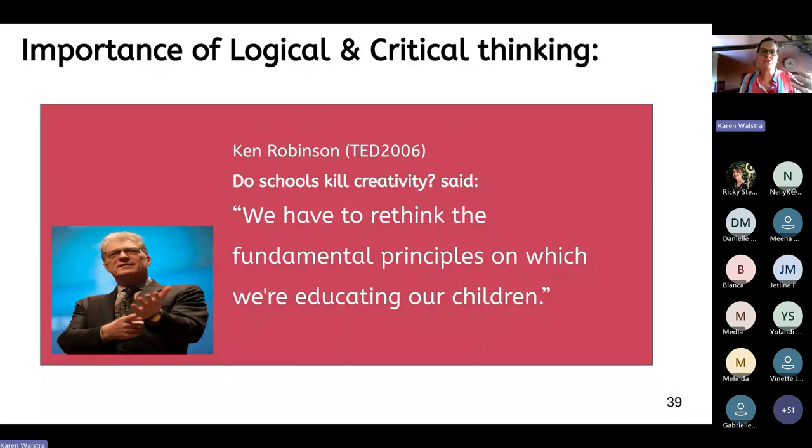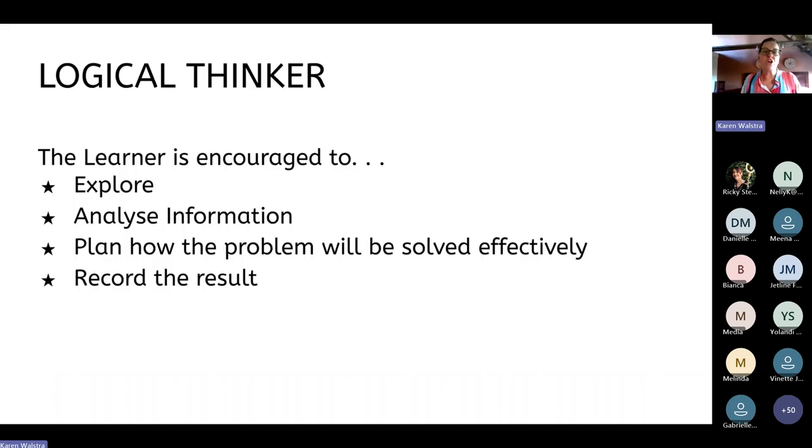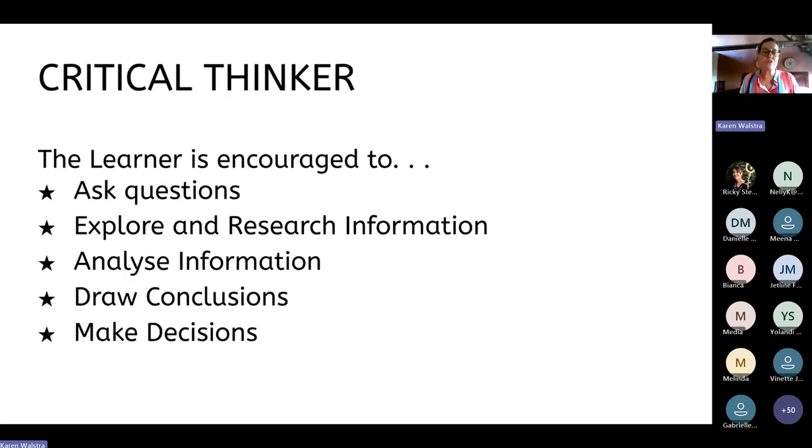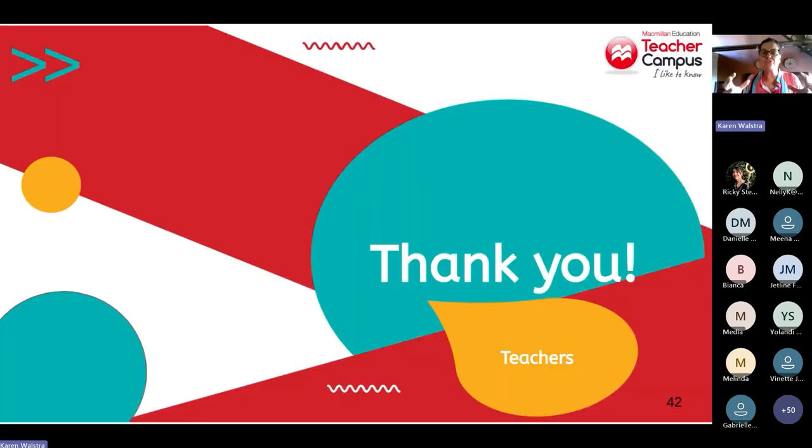For me, it's often really difficult in a classroom, but think about doing it step by step, little things that you can change to really get your children to be logical and critical thinkers, to really inspire the creativity. So a logical thinker is a learner who's encouraged to explore, to analyze information, and to plan how the problem will be solved effectively, and to record the results that they've done. Your critical thinker is your child who asks questions, who explores and researches information, who analyzes the information, who draws conclusions and makes decisions.